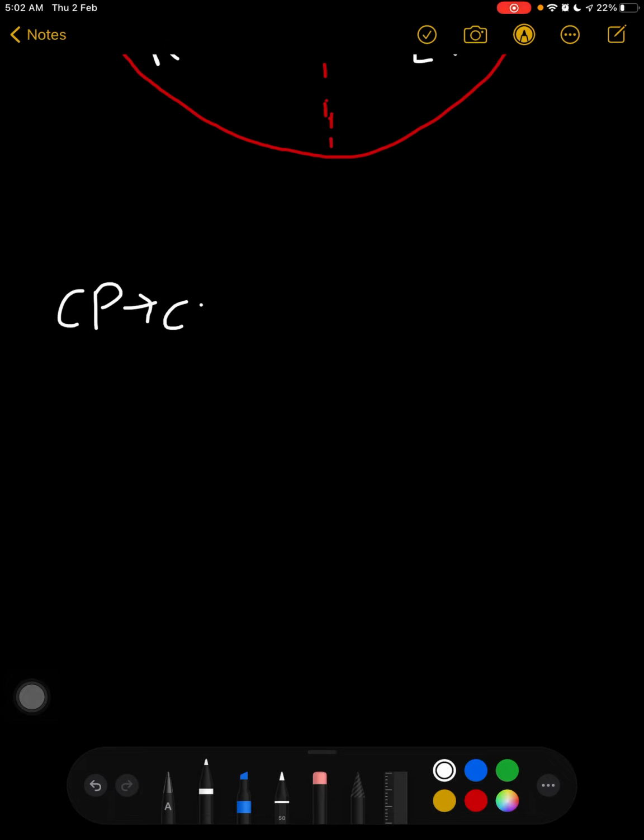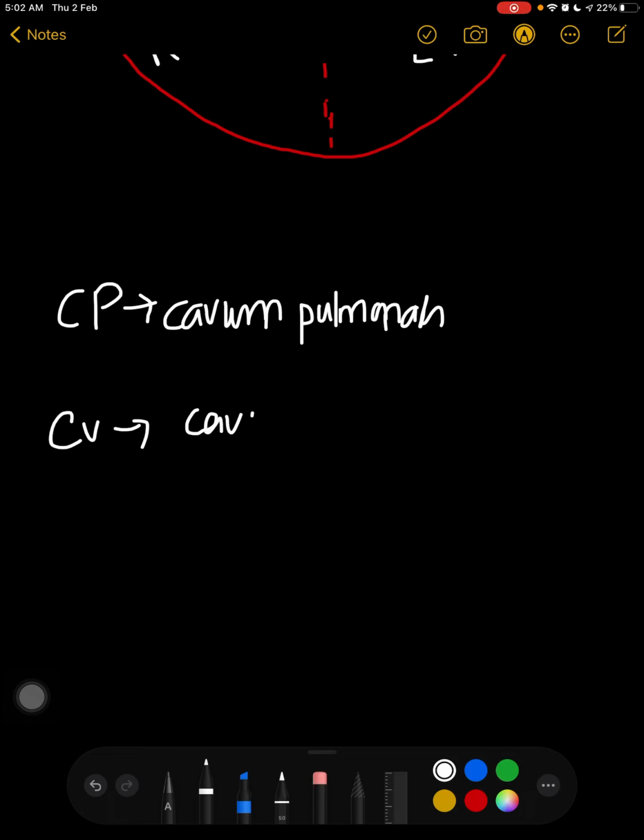CP means cavum pulmonalis and CV is known as cavum venosus, right?